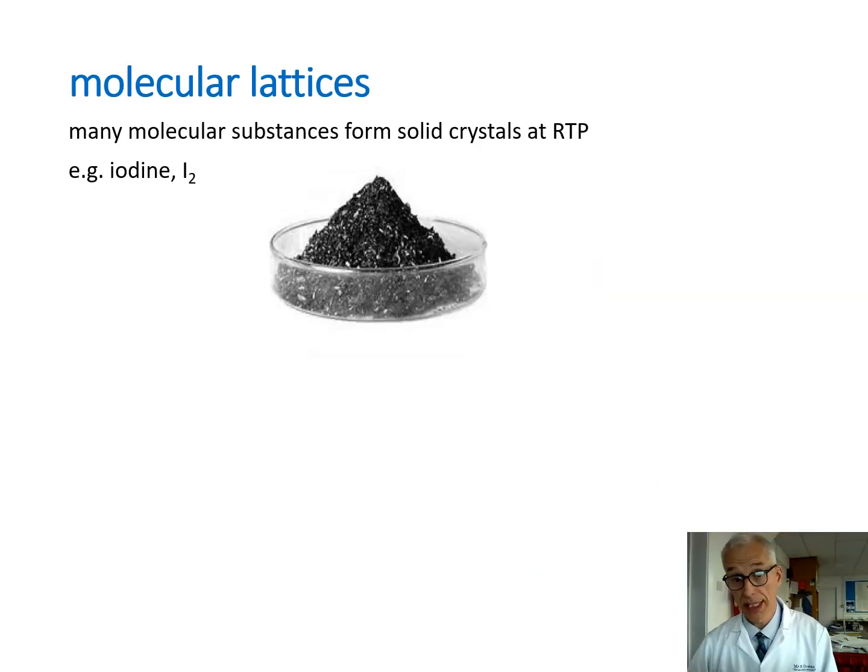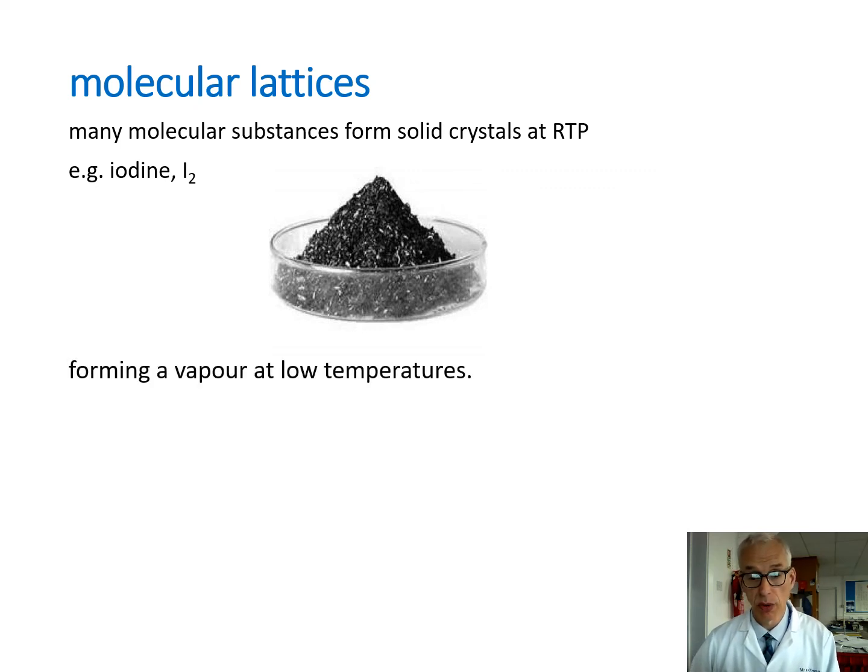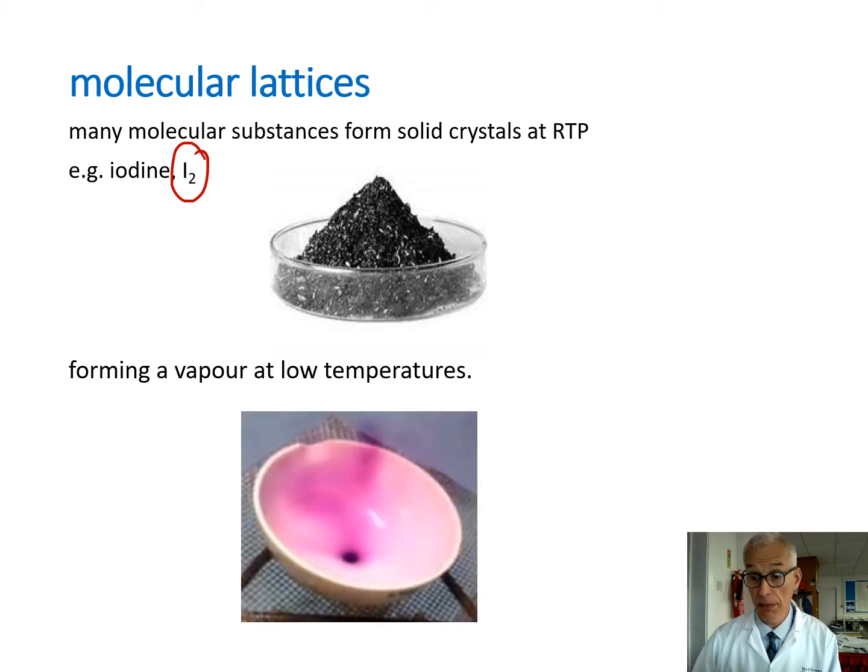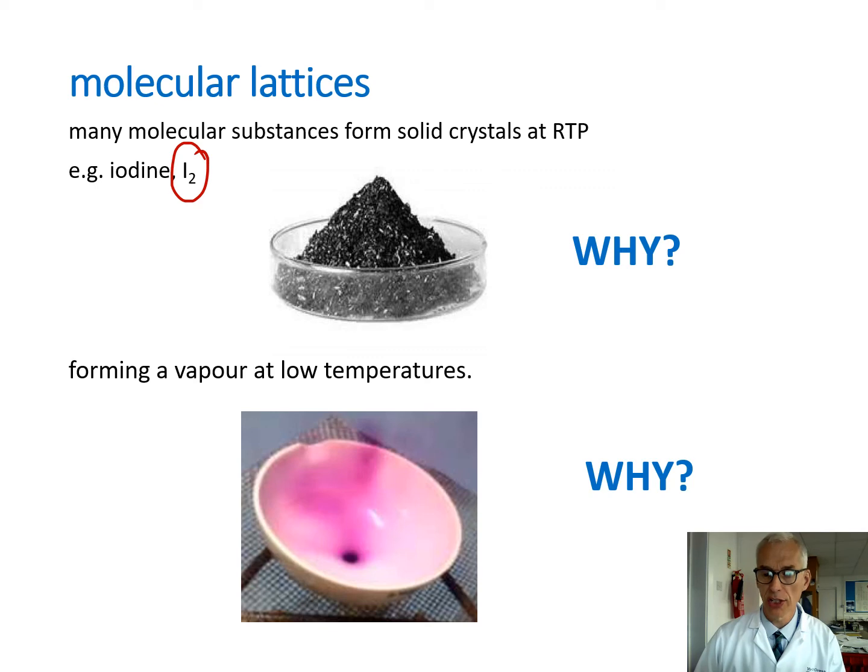So molecular lattices, substances like iodine, which you'll be aware of existing as diatomic molecules, I2, they form a vapor at very low temperatures. You may have done that in the lab, heated a little iodine in a fume cupboard and found you get your purple vapor. The question you have to answer at A level is, why is a crystalline solid so easy to vaporize? Would you think about that carefully and write down your thoughts now?